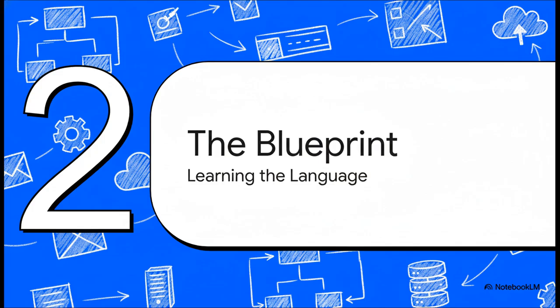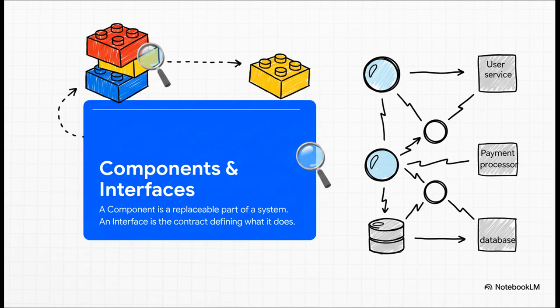Okay, so if you're going to read those blueprints, you need to understand the language, right? You need to know the symbols. So let's build up our vocabulary with a couple of core concepts. At the very heart of all this are 2 things: components and interfaces. Just think of components like individual Lego bricks, a user service, a payment processor.